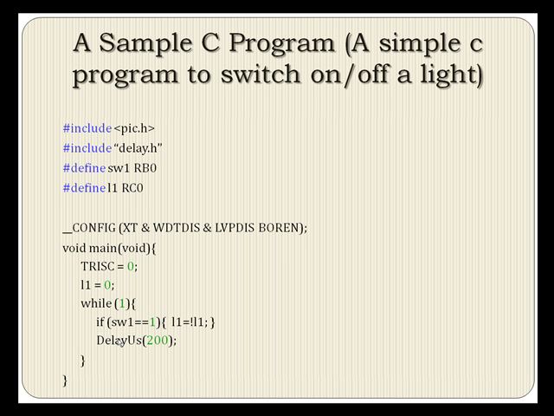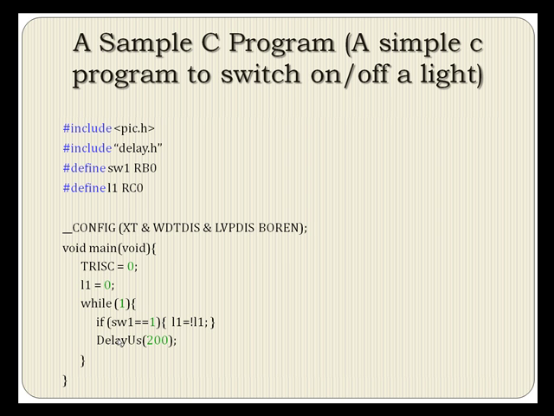After that header file, there is another header file called #include delay.h. This header file includes the delay function. After the delay function, there is another definition: define sw1 RB0. This defines pin 0 of port B as sw1 for connecting switches. Define L1 RC0 defines pin 0 of port C as L1.